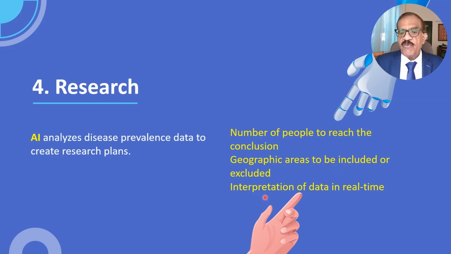Then, interpretation of data. When doing research, we accumulate data and at specific intervals we analyze it, but a machine can do it in real time and tell us if there is any possible harm from an intervention or if there is a clear-cut advantage of the intervention. So that would lead to earlier termination of studies. And finally, once we collect data, the machine will be able to draw conclusions much faster than humans can.